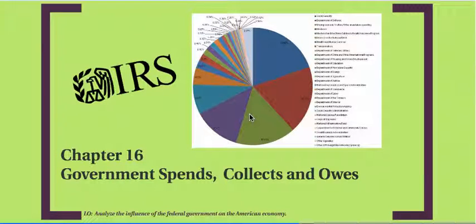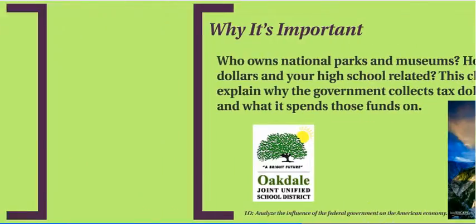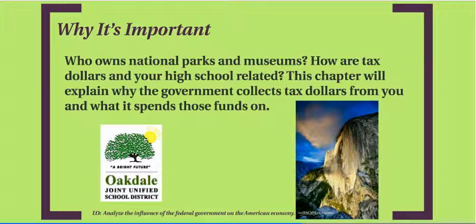Chapter 16. Government spends, collects, and owes. Why it's important. Who owns national parks and museums? How are tax dollars and your high school related? This chapter will explain why the government collects tax dollars from you and what it spends those funds on.